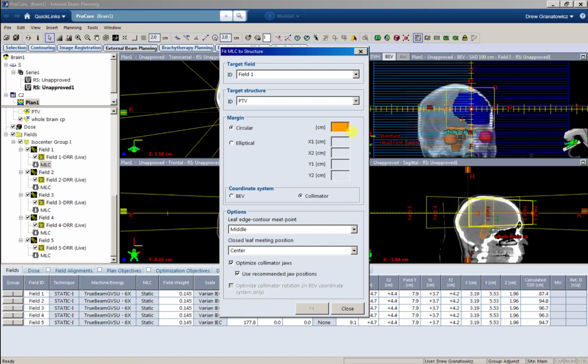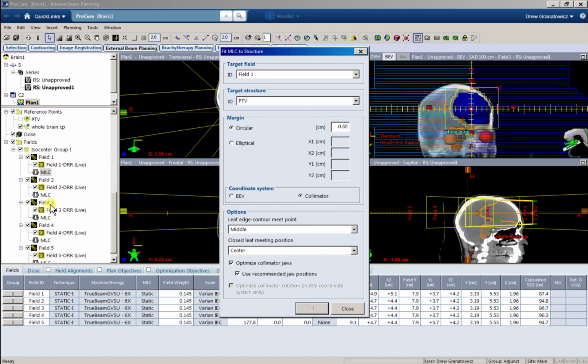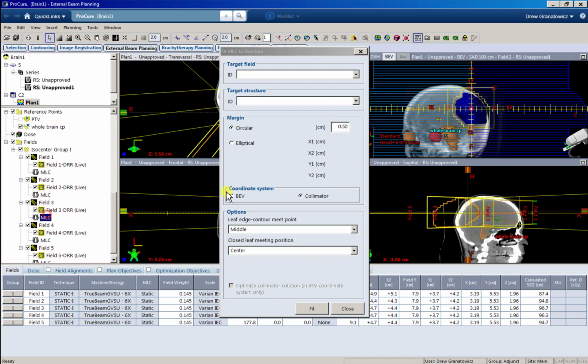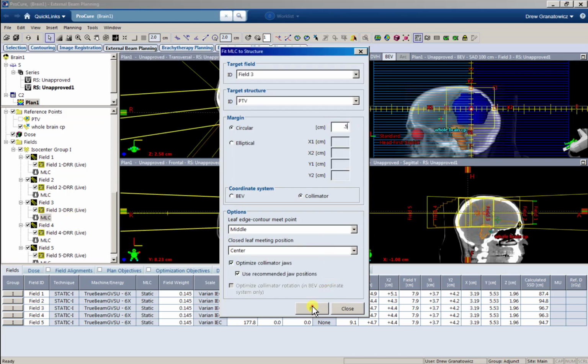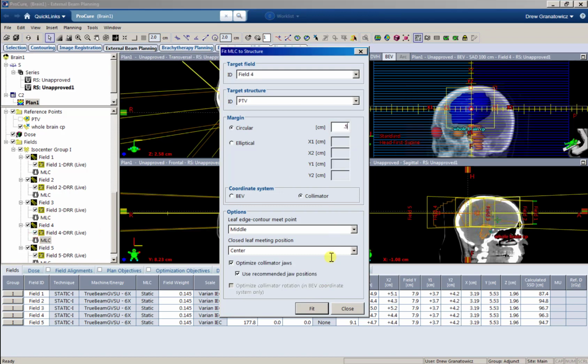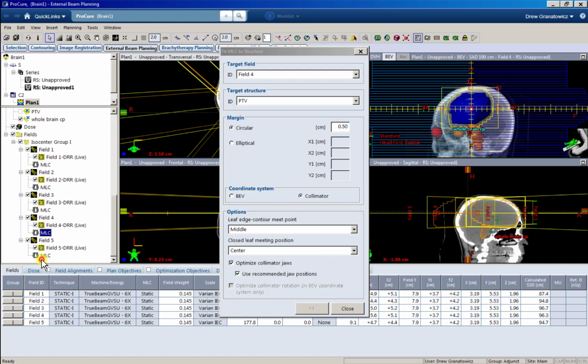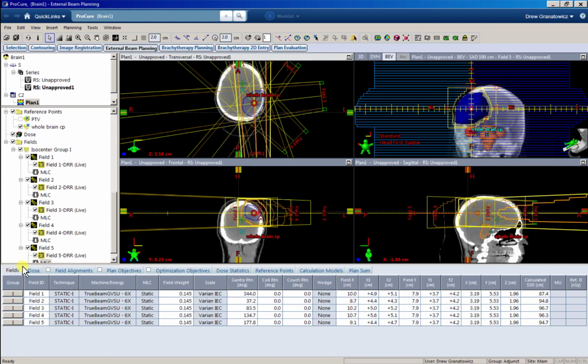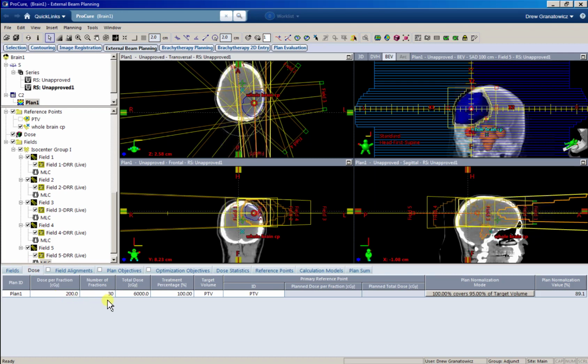For the MLC, a good starting point is always a half cm. It's usually what I set it at when I first calculate. All right, our prescription is going to be 200 times 30.